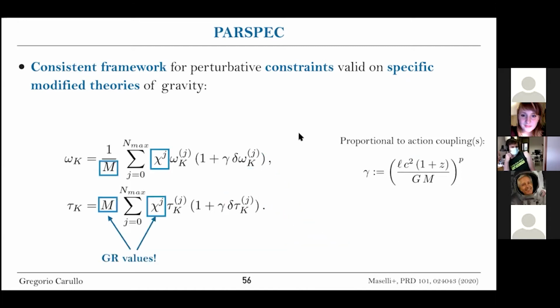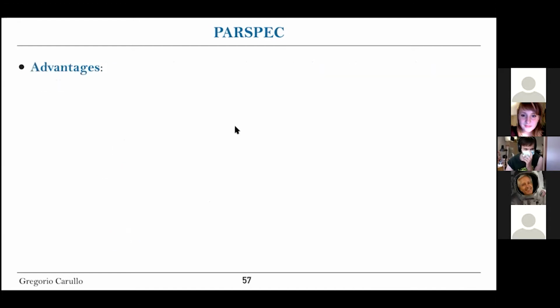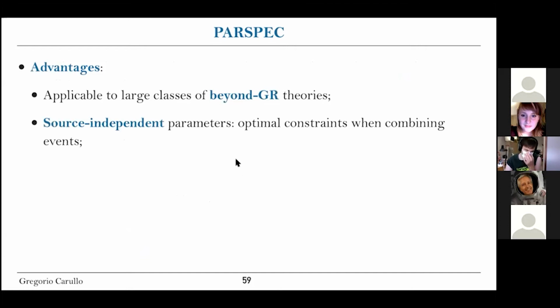And another advantage of this framework, of course, is that now you are in a perturbative setting, so you can use GR values for the remnant mass and the remnant spin, because in general, in a generic theory, not only the spectrum is modified, but also the mass and the spin. And so there are several advantages of this framework, which is that it's applicable to large classes of theories. It's source independent, so you don't have to make a refined average, as I called it before.